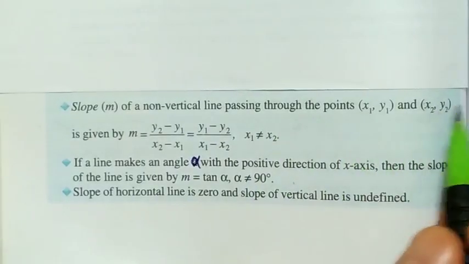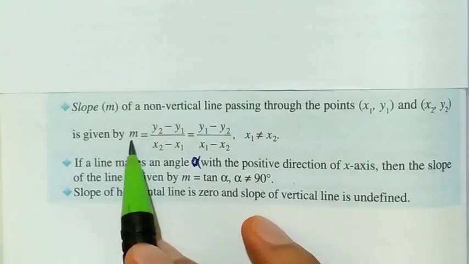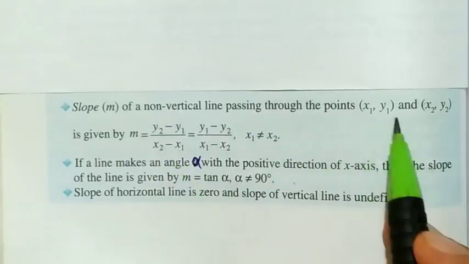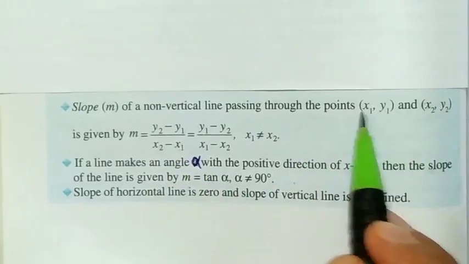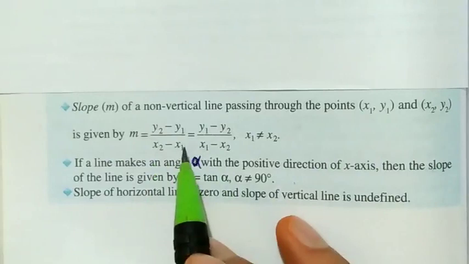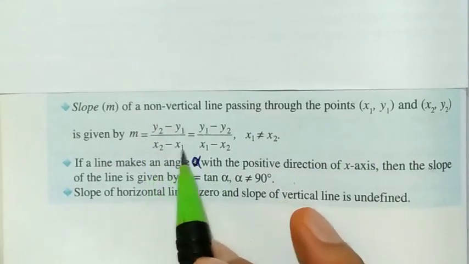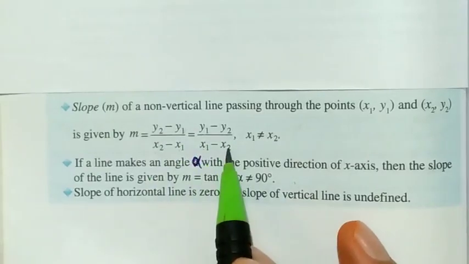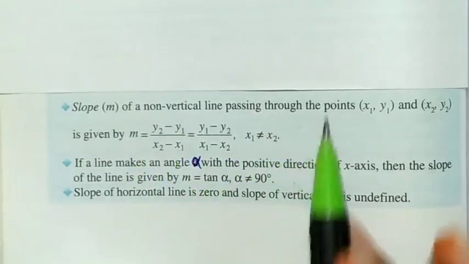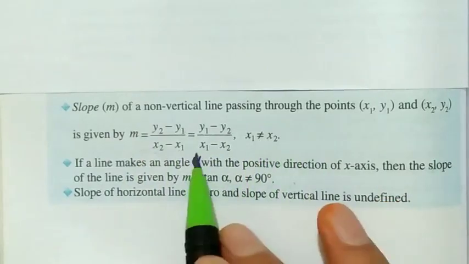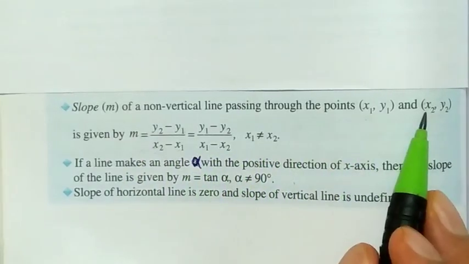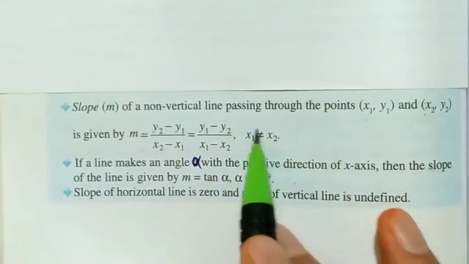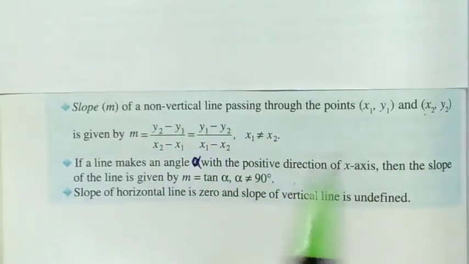is given by m equals (y2 minus y1) divided by (x2 minus x1). First we take the ordinates and then divide by abscissas. So (y2 minus y1) divided by (x2 minus x1), or we can just change both: (y1 minus y2) upon (x1 minus x2), by taking minus common and cancelling out. Here x1 is not equal to x2. x1 cannot be equal to x2, because that would be the case of a vertical line. So x1 not equal to x2 for a non-vertical line.